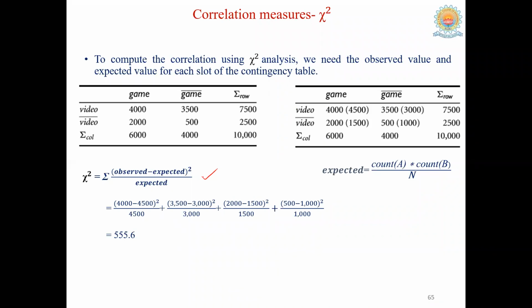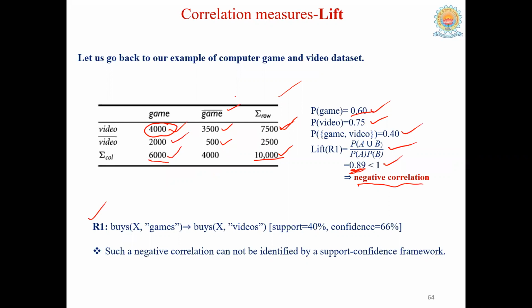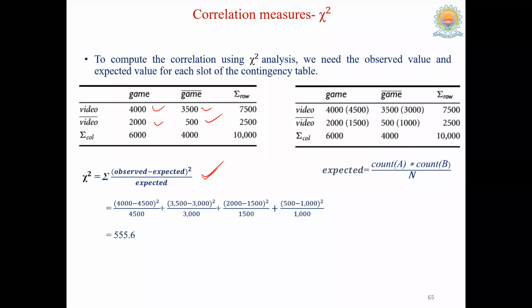For the same example, this is the formula. Here we only have the observed values. And to get the expected value, here is the formula: count of A into count of B by N. So before substituting into the chi-square equation, we need to calculate the expected values.